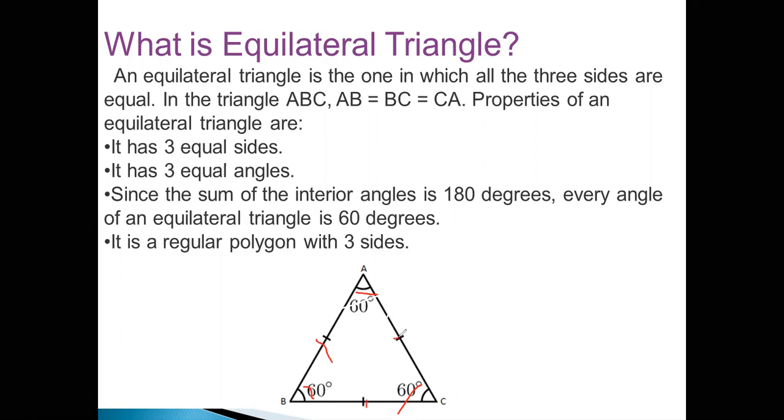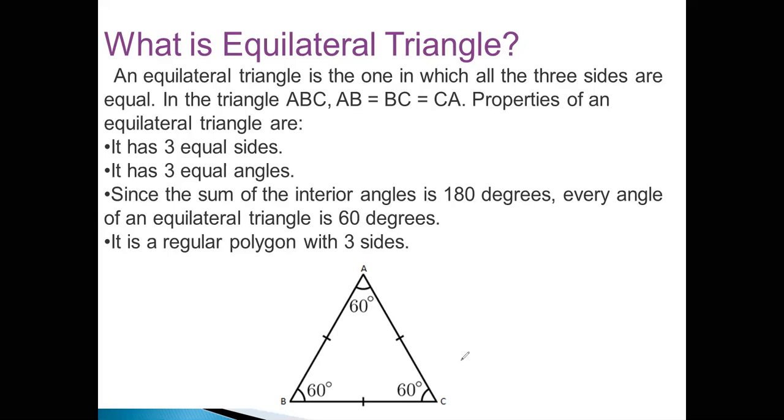Then the third line segment or third side is called CA. Here in an equilateral triangle, we can see the three sides are equal. As the three sides are equal, the three angles are also equal, right? So in this equilateral triangle, AB is equal to BC is equal to CA, where all three sides are equal. The first property of the equilateral triangle is that all three sides are equal.